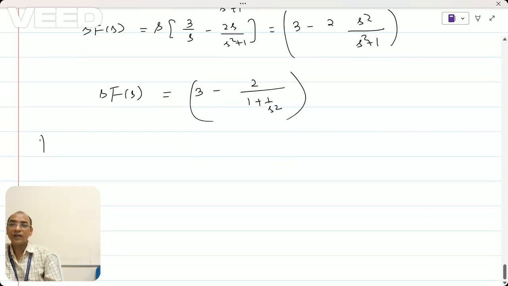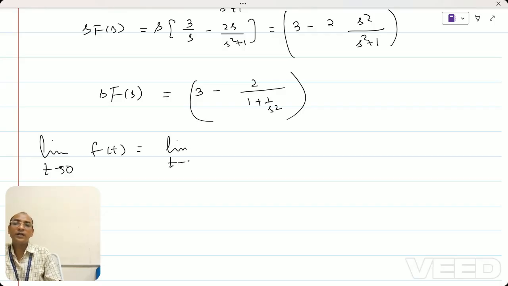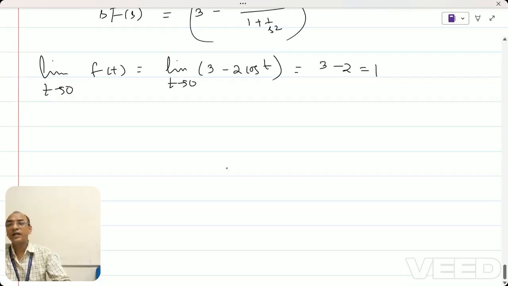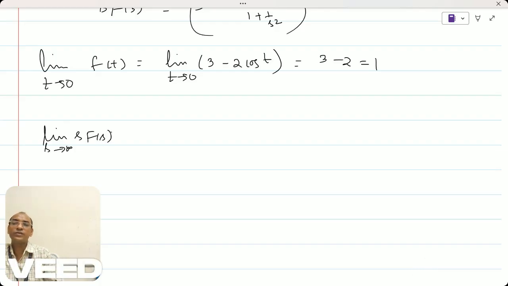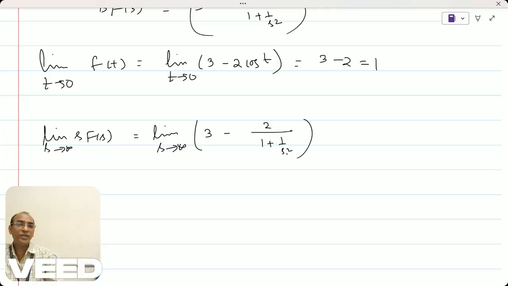Now let me take limit t tends to 0 of f(t), which is limit t tends to 0 of 3 minus 2 cos t. If I put t equal to 0, it will be 3 minus 2 cos 0, and cos 0 is 1, so 3 minus 2. So I am getting the left hand limit as 1. And then I will find limit s tends to infinity of s into F(s), which we got as 3 minus 2 by 1 plus 1 by s square. You see, if s equals infinity, 1 by s square will be 0. So I will have finally 3 minus 2 equal to 1.